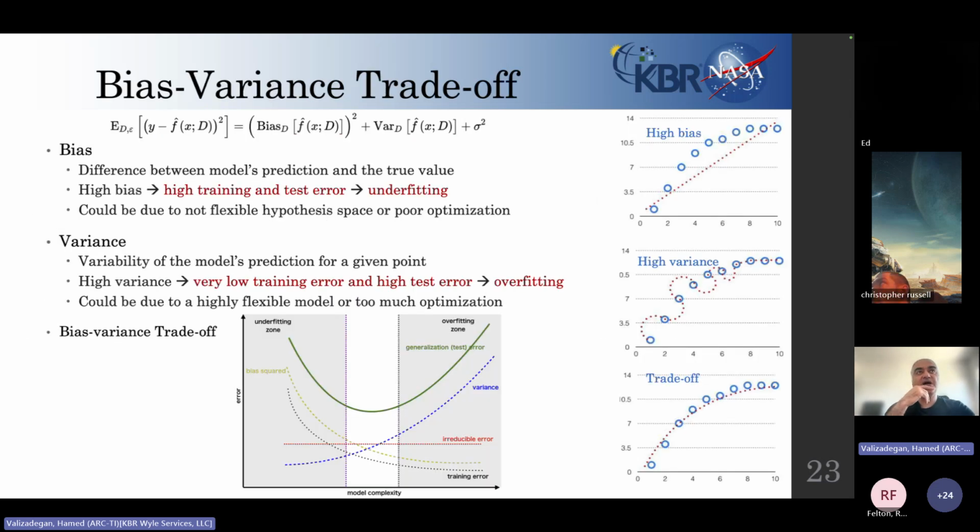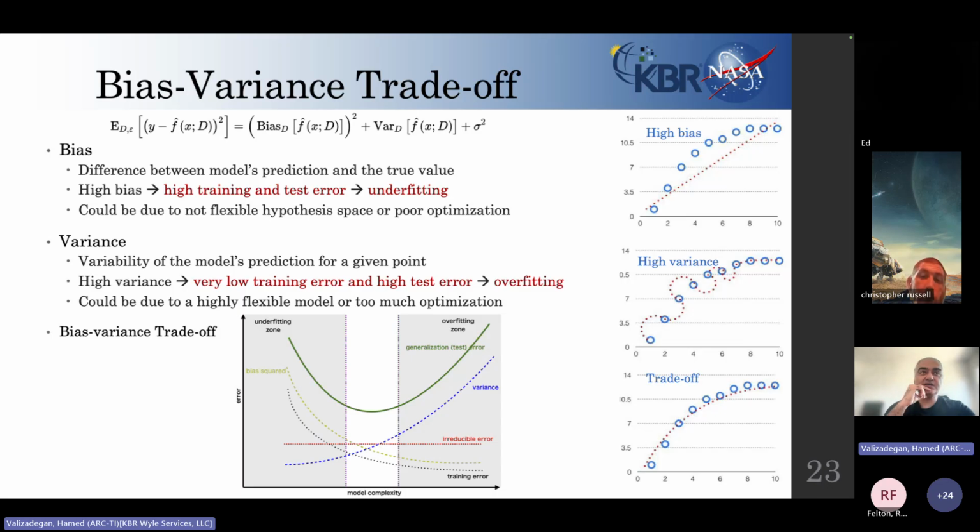Now, in machine learning, we have this idea called bias-variance trade-off. The idea is that the error can be decomposed into two terms, bias and variance. Bias is if the model is not flexible enough, either my hypothesis space or the parameter space is not flexible enough to allow me to learn the function, or I don't optimize that function enough, then my error is going to be high on training and test both. And this is called underfitting.